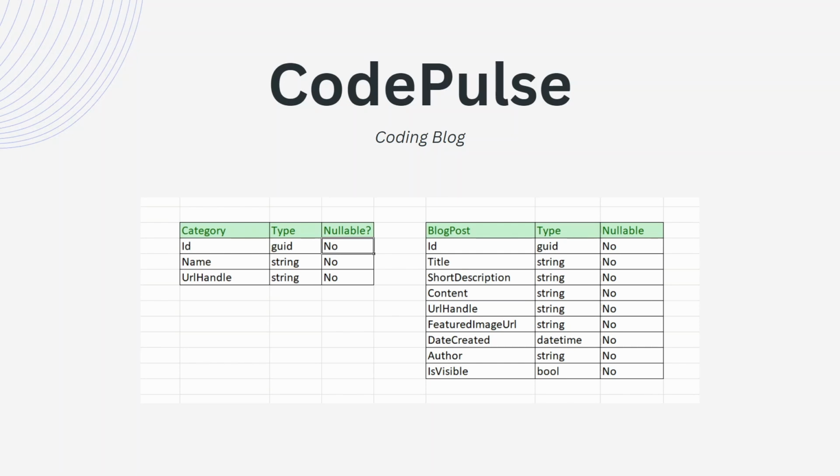After that, we will have the URL handle for the blog post. And this is, for example, if you have codepulse.com, then the URL that follows the codepulse.com that takes you directly to the blog post will be the URL handle. Some also call it the slug.